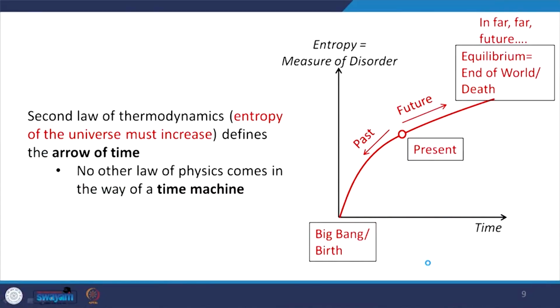However, the second law of thermodynamics says that the entropy of the universe must always increase. What this pretty much tells us is that I cannot go back in time, because going back in time would mean going to a state of lower entropy, and that cannot really happen, right. So, it is the second law of thermodynamics that essentially limits us from making a time machine, that essentially defines what we call the arrow of time. So, where we are in the present corresponds to a certain state of entropy, future corresponds to higher entropy, past corresponds to lower entropy.